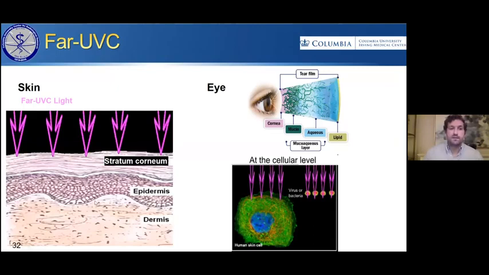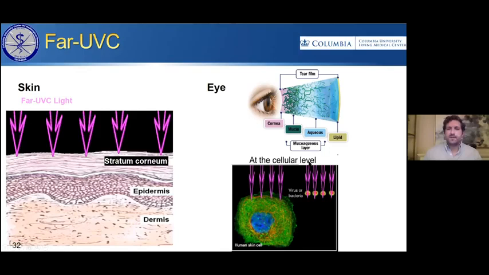To illustrate this on skin, any far-UVC light that hits the skin surface is going to largely be absorbed in the stratum corneum, the outer layer. Same thing with the eye. The tear film has proteins in it, and those proteins are so highly absorbing that much of the far-UVC won't even make it to the outside of your cornea.